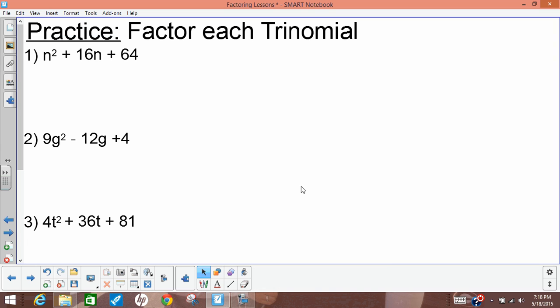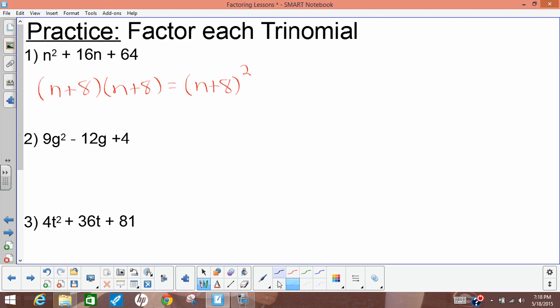Let's go ahead, pause, try these three, and you might have guessed it that they are perfect square trinomials. So this first one, the leading coefficient is 1, which is a perfect square, and the constant is 64, which is a perfect square. So we do the square root of 1, which is 1 times n, the square root of 64, which is 8. So those are our two factors. And of course, we can write that as n plus 8 squared.